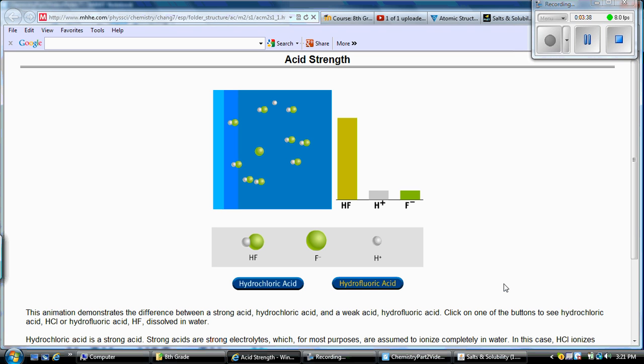So if you look at this example, not all of the HF compounds separate in water into the hydronium and fluorine ions. So that's why it's considered a weak acid. It's not as dangerous because there's still a lot of HF in the water. So it's the amount of H+ or hydronium ions that makes a strong acid. So this is a very weak acid.